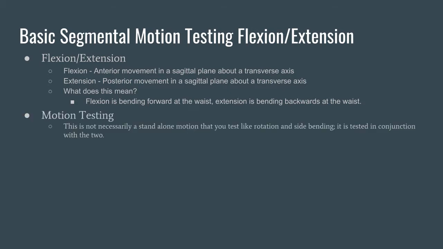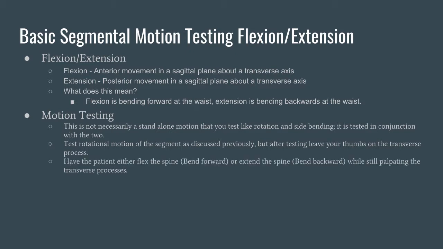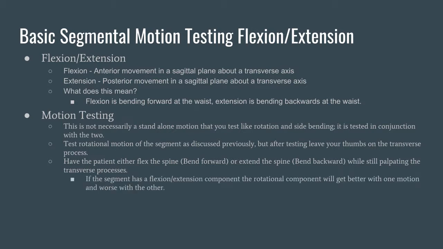Motion testing. This is not necessarily a standalone motion that you test like rotation and side bending. It's tested in conjunction with the other two. Test rotational motion of the segment as discussed previously, but after finding which way it likes to rotate, leave your thumbs on the transverse process and have the patient either flex the spine, bend forward, or extend the spine, bend backwards, while still palpating the transverse processes.